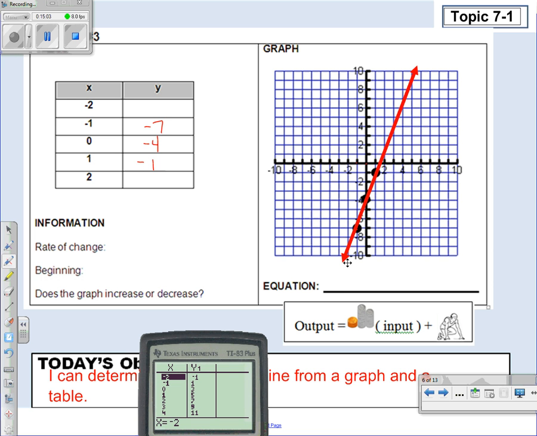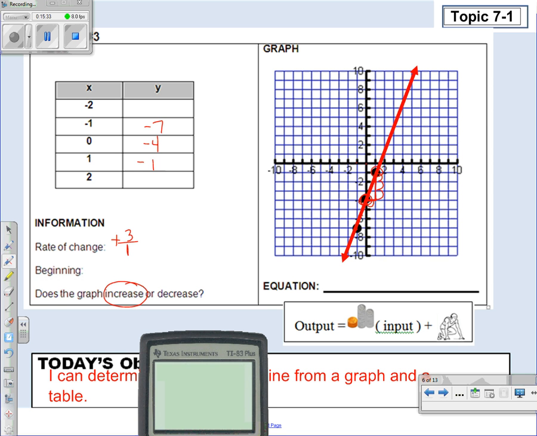I can look at my graph and see, starting at the leftmost point, as I read my graph, I'm going up, so I am increasing, which means the rate of change is going to be positive. If I choose any two points, I'll start with the y-intercept, and I'll choose one to the right, and draw my little triangle. It's going to change going up and down by 1, 2, 3, and I had to move left or right just 1. So my rate of change is 3 over 1.